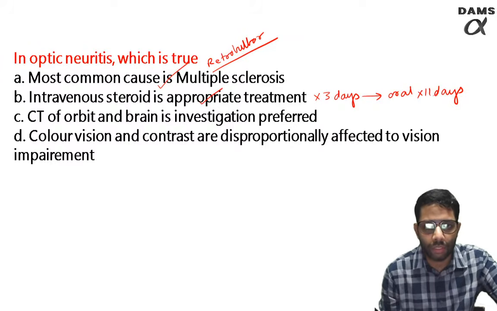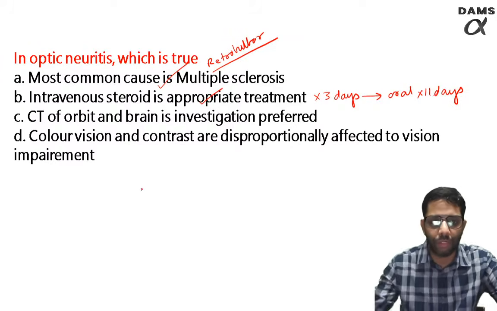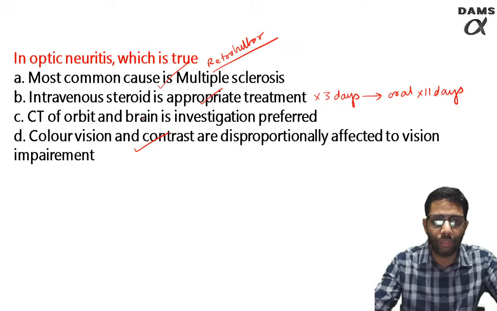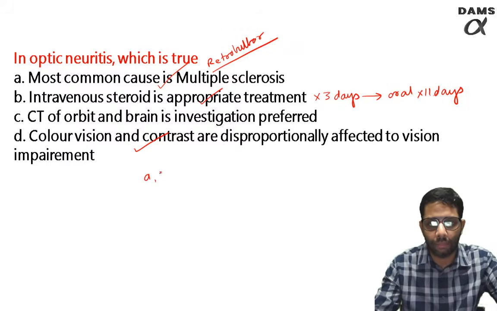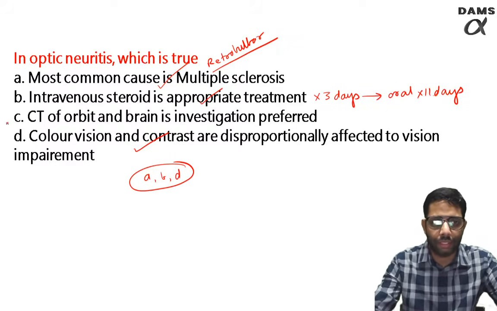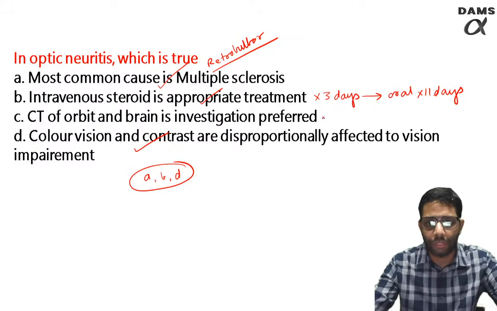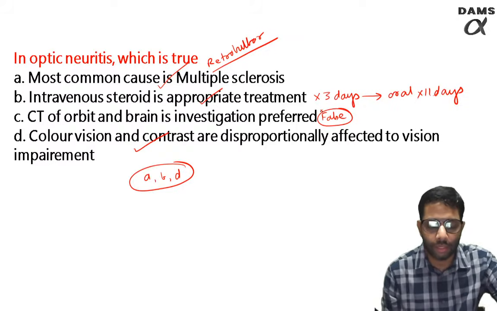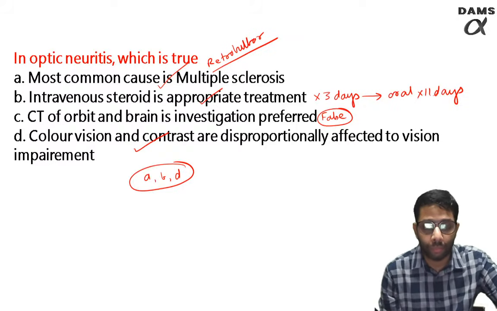Color vision and contrast are disproportionately affected compared to vision impairment. That is also a true statement. So the first question, if it is an INICET question, there should be A, B, D. These are the true statements. If the question is which is false, then C is the answer, because C is a false statement. Because which is the investigation of choice for optic neuritis? MRI, because optic nerve is a soft tissue. MRI is the investigation of choice.